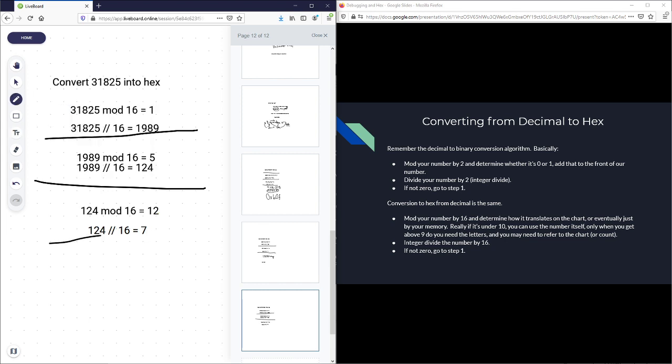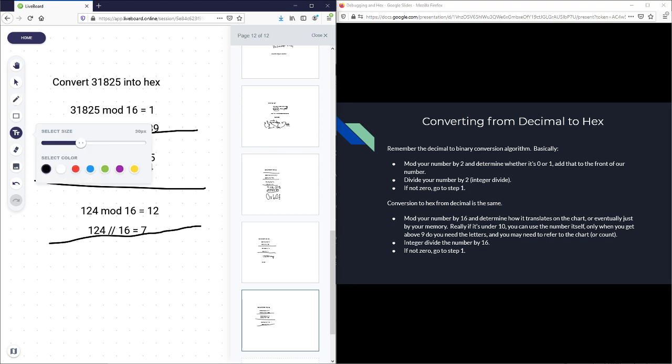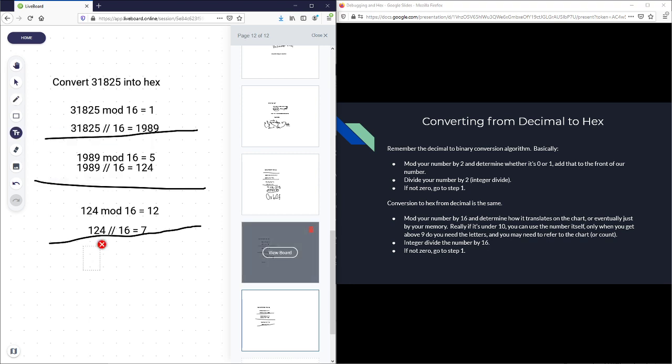And then finally, we will have 7 mod 16 is 7. And 7 divided by 16 is 0. So at this point, we can just read off the answer. So it'll be 0x, 7, but now we have to know what 12 is. So what is 12? 12 is C. Cool.